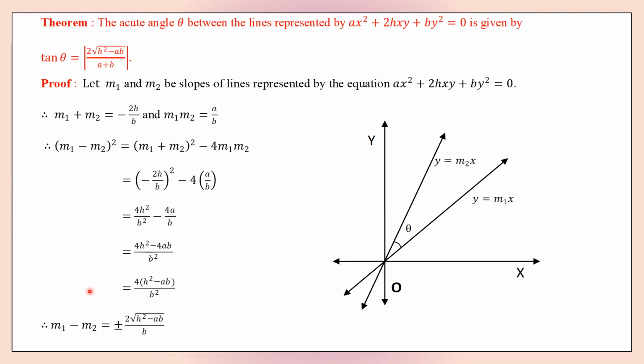We have to find m1 - m2, which equals plus or minus. If we take the square root, 4 is the square of 2, then h² - ab has the square root √(h² - ab), and b² is the square of b. Hence m1 - m2 = ±2√(h² - ab) / b.